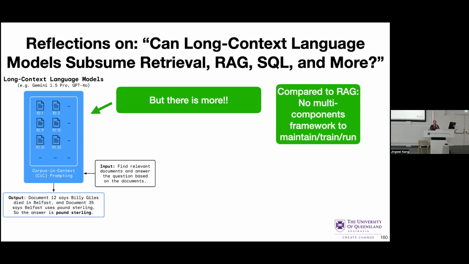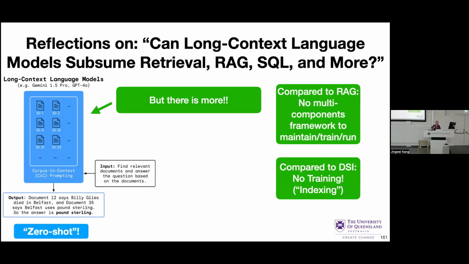And then thinking a bit more, I think there is more reason why this might actually be a very good idea. Compared to RAG, you have the same advantages. This architecture gives you the same advantages as the DSI. You have no multiple components, no frameworks, you don't need to maintain different things, you don't need to train different things, you don't need to run different things. Very simple things to maintain.